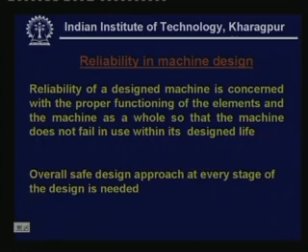The reliability of a designed machine is concerned with the proper functioning of the elements and the machine as a whole, so that the machine does not fail in use within its designed life. An overall safe design approach at every stage of the design is needed. Reliability in machine design is a very important factor.